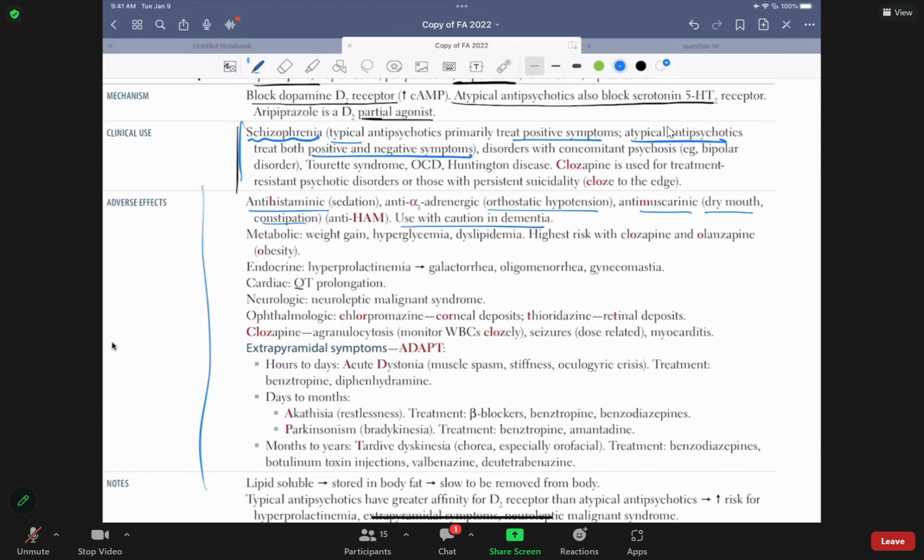So that's that. Next, metabolic effect. Weight gain, hyperglycemia, all those things. I'm not worried about that. This needs to be highlighted: endocrine effect.